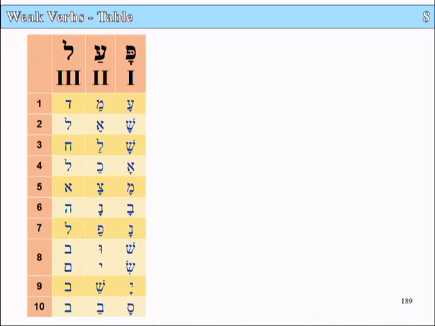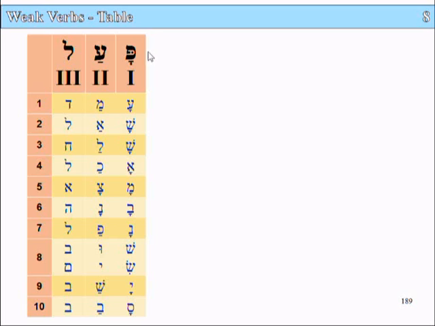Slide 189, Lesson 8, Weak Verbs Table. The following table shows 10 different classifications of weak verbs, and the columns are called column 1, 2 and 3 for first, second and third letters of the verb, or another word for that is radicals, first, second and third radical.